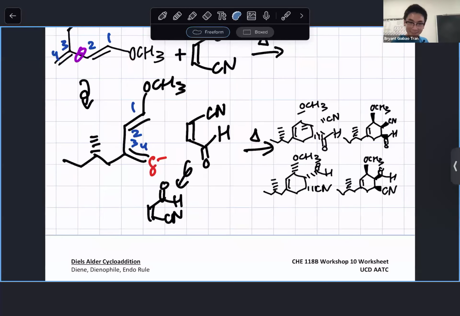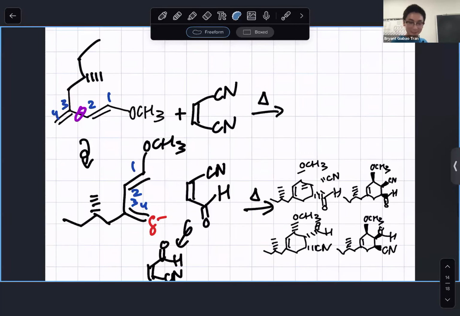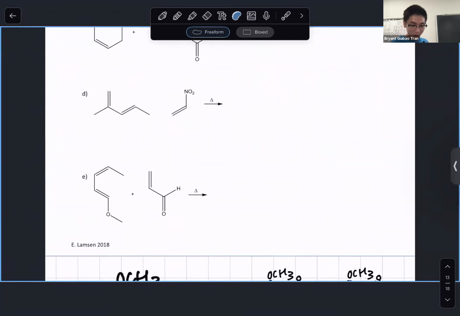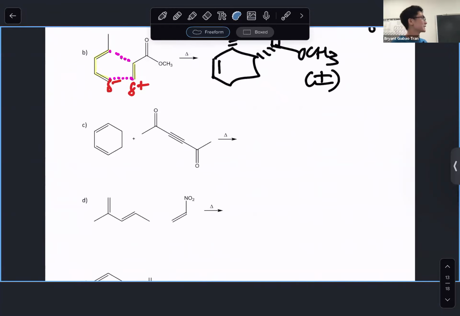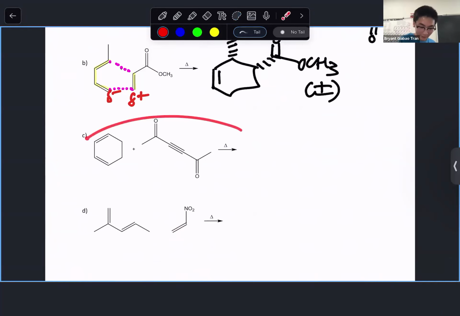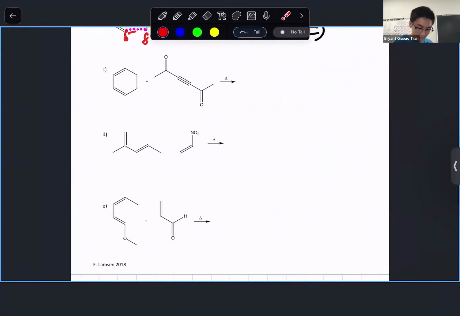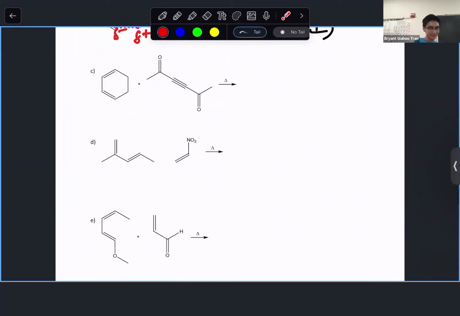I think that's it for Diels-Alder reactions, all about the stereochemistry, regiochemistry. Let's do some more examples on this and then move on to electrocyclic rings, ring opening, ring closing with the conrotatory, disrotatory. Let's try one with the alkyne here. Actually, let's do these three. Let's do these three for the next 10 minutes.